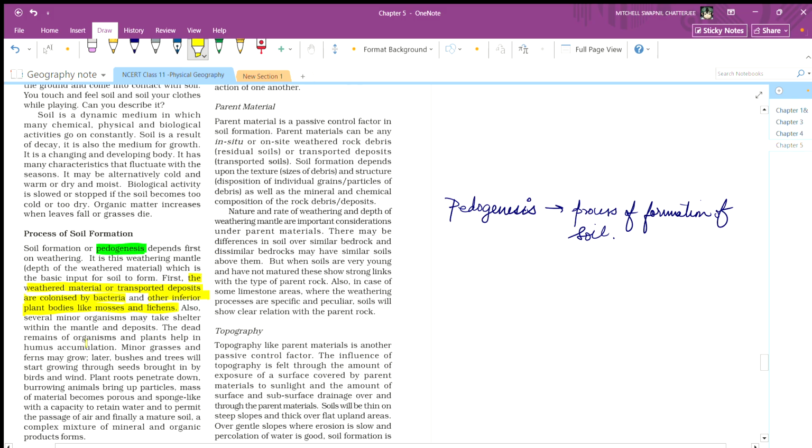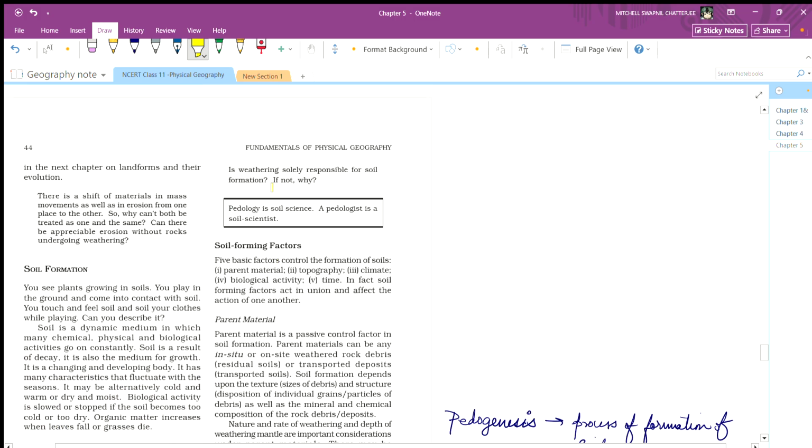The dead remains of organisms and plants help in humus accumulation. Humus is good for the growth of all the small organisms. Minor grasses and ferns may grow. Later bushes and trees will start growing through seeds brought by the birds and the wind. Plants penetrate down, and burrowing animals bring up particles. The mass of materials becomes porous and sponge-like, with a capacity to retain water and to permit tiny passages of air. Finally, a matured soil, a complex mixture of minerals and organic products, is formed.